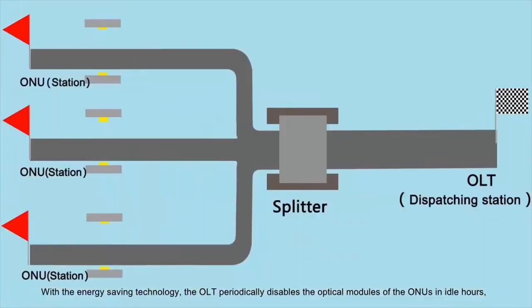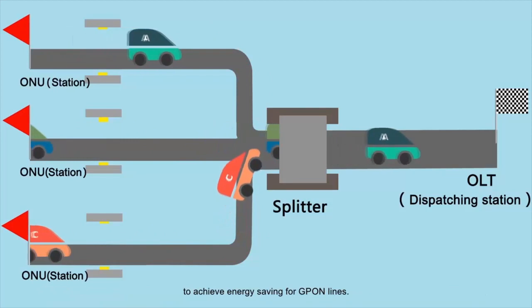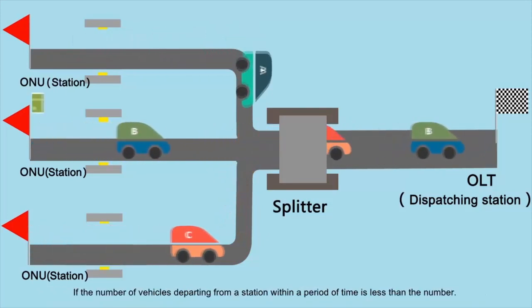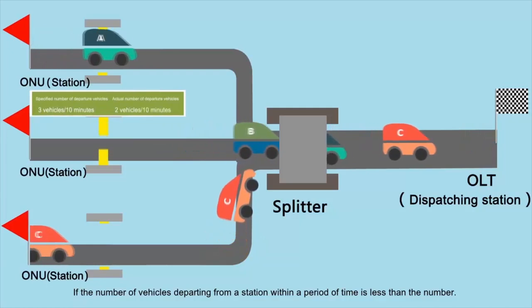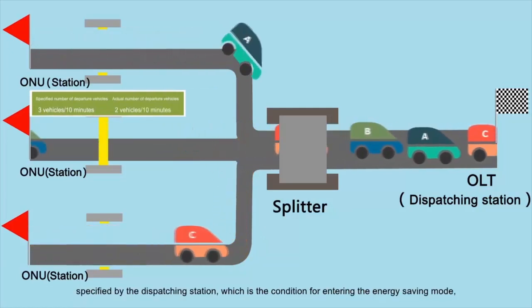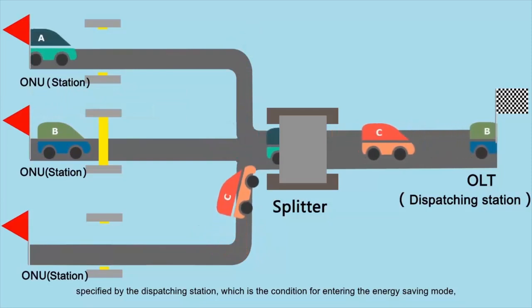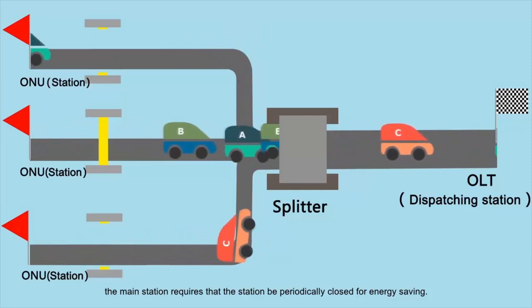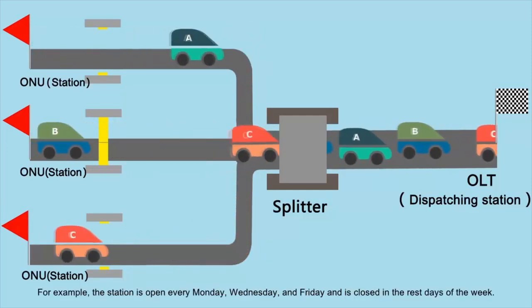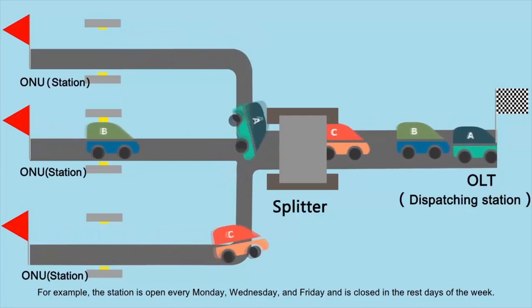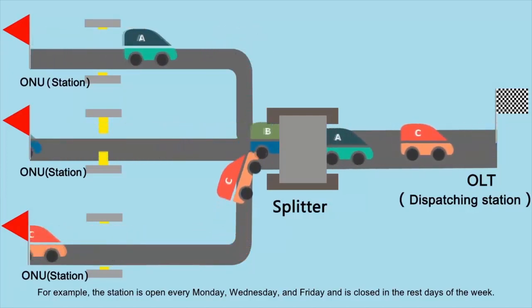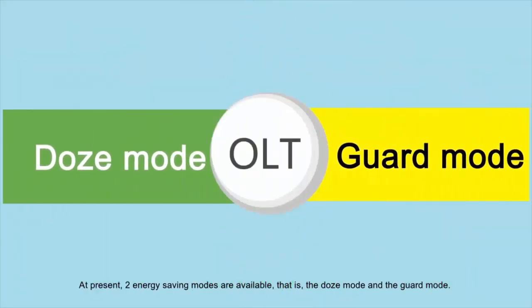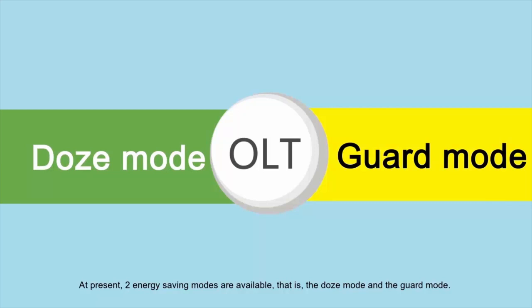PON energy saving. With energy saving technology, the OLT periodically disables the optical modules of the ONUs in the idle hours to achieve energy saving for GPON lines. If the number of vehicles departing from the station within a period of time is less than the number specified by the dispatching station, which is the condition for entering the energy-saving mode, the main station requires that the station be periodically closed for energy saving. For example, the station is open every Monday, Wednesday, and Friday, and is closed in the rest of the days of the week. At present, 2 energy-saving modes are available, that is, the doze mode and the guard mode.